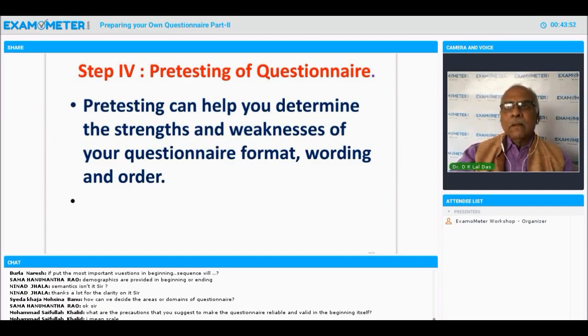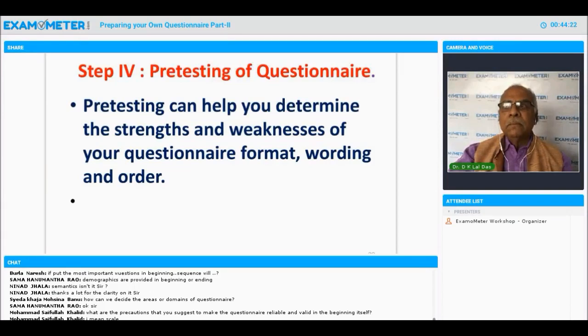You should take a small sample for pre-testing, not a very big sample, but see that the sample you are selecting for pre-test is from your prospective sample, the sample which you are going to study. Any question on the third step?